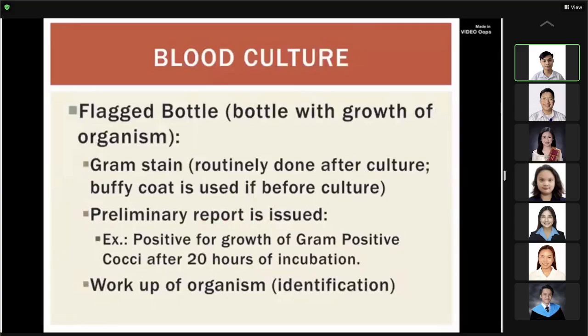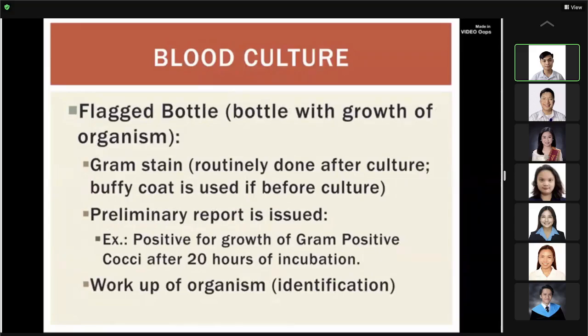Gram stain of the blood is not routinely done before the culture. If there really is a need for it, we will make use of the buffy coat for the gram stain before the culture. But it's not routinely done because it can promote contamination of the sample. So we do it after the culture.